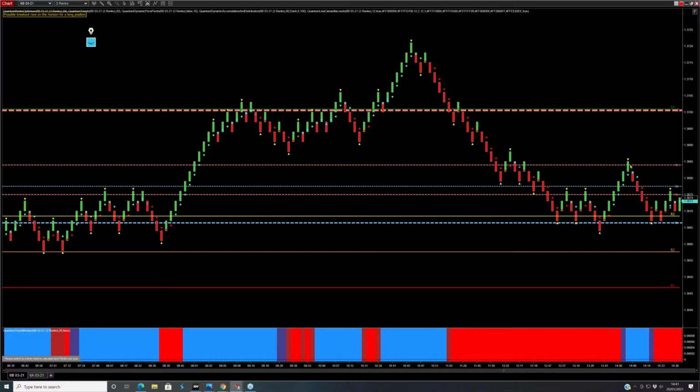Would that have been tradable? Well, it depends. If you are literally taking ticks and very, very small quantities, maybe that would have been, but it's now gone back into the red. It's basically moving sideways. That's that one.